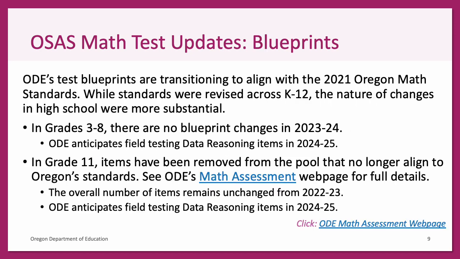In order to align with the 2021 Oregon Math Standards, the OSAS math test blueprints will be changing over the next few years. In 2023-24, there are no changes to test blueprints in grades 3 through 8. In grade 11, however, the pool of test items has been reduced to remove items that no longer align with Oregon standards. In all grades, the overall length of the test will not change from 2022-23. ODE anticipates field testing additional items in 2024-25, including data reasoning items unique to Oregon standards. Be sure to visit ODE's Math Assessment webpage for full details.